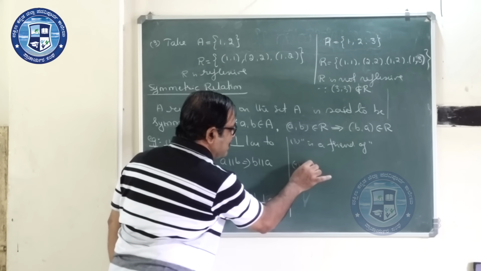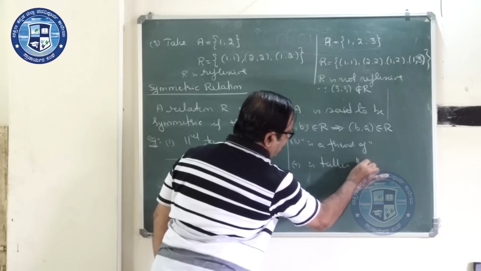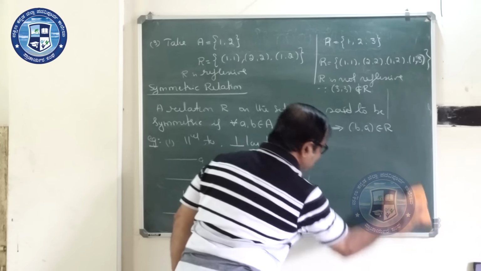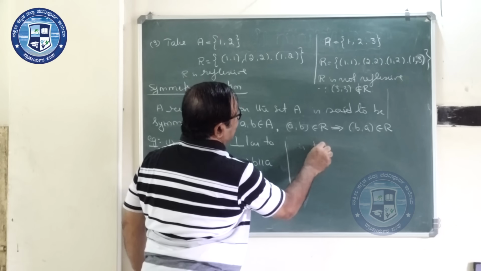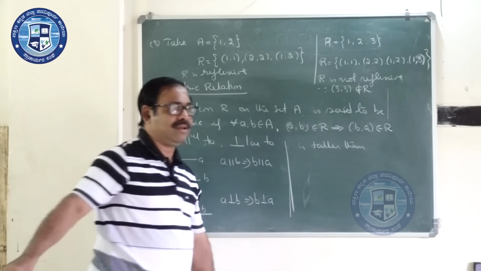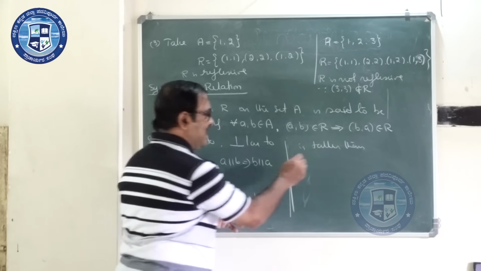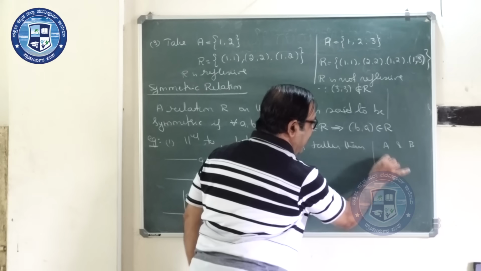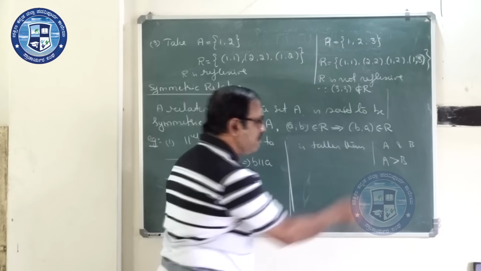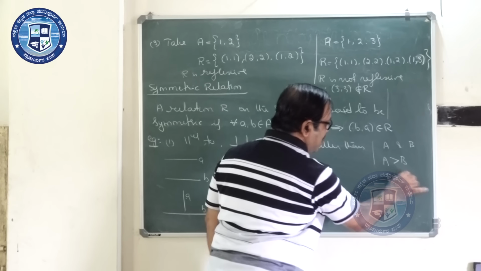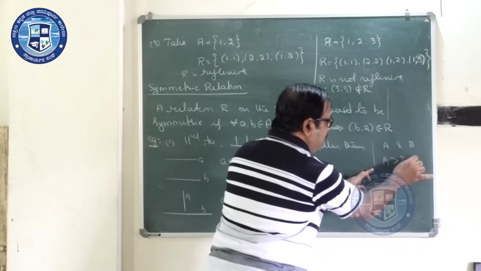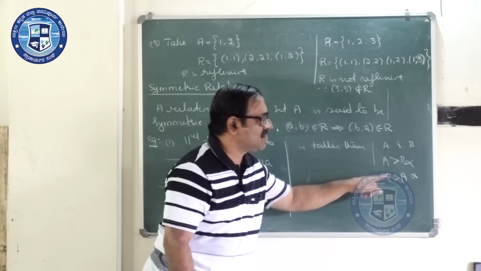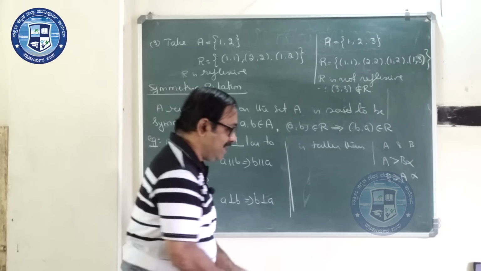Or I will give you one more example. "Is taller than." What about this? Is it symmetric? No. Why? Suppose I write two persons A and B, person A is taller than B. Does it imply B is taller than A? Impossible. So A taller than B means B is not taller than A. That means A related to B means B is not related to A. Therefore, it is not symmetric.